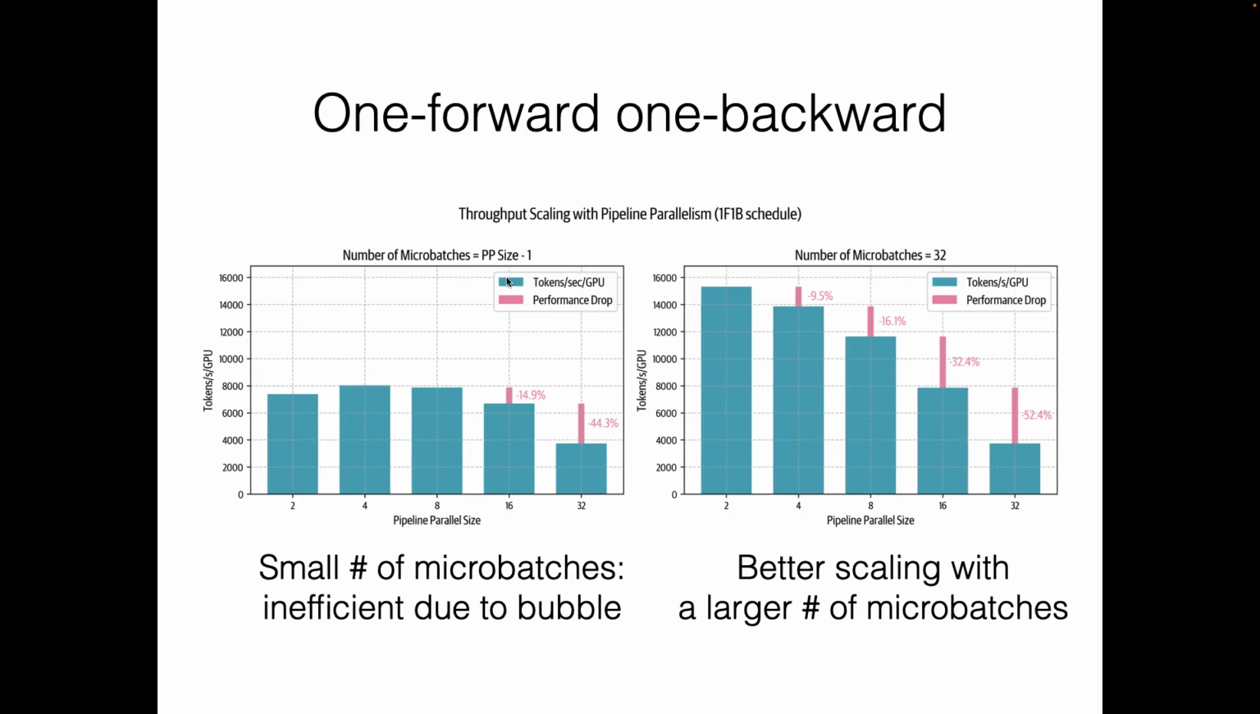This is showing that with a small number of micro batches, if you increase the pipeline parallelism, then you get these huge performance drops. Whereas here you start off at a much better place with the smaller number of micro batches. Again, you incur costs, but it's much better than if you don't take advantage of this kind of schedule.